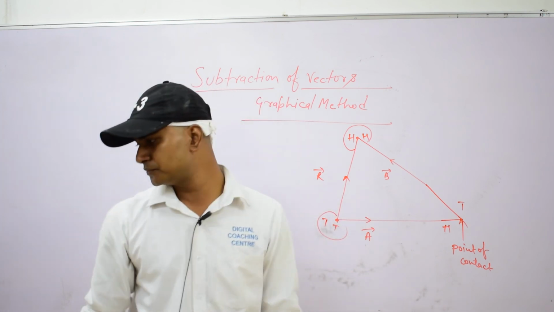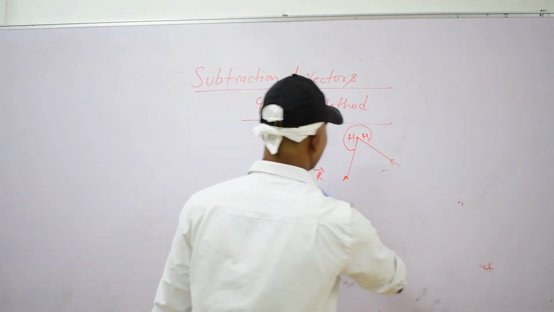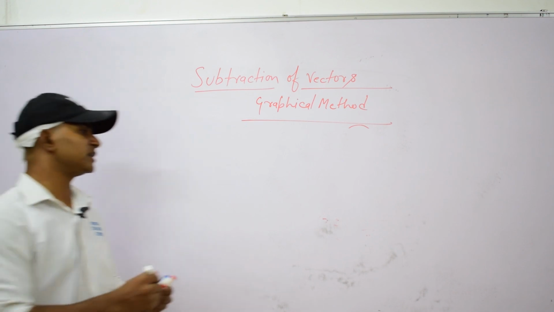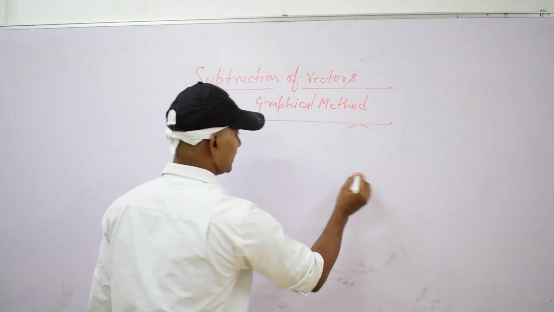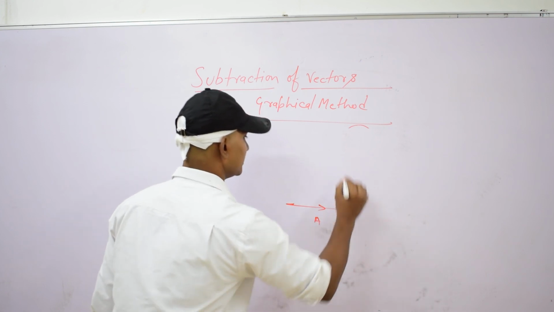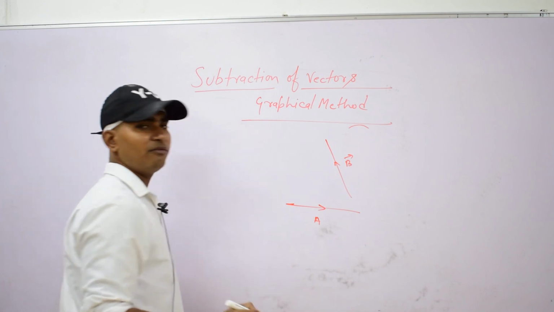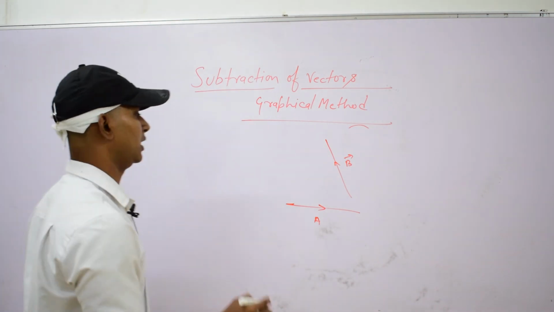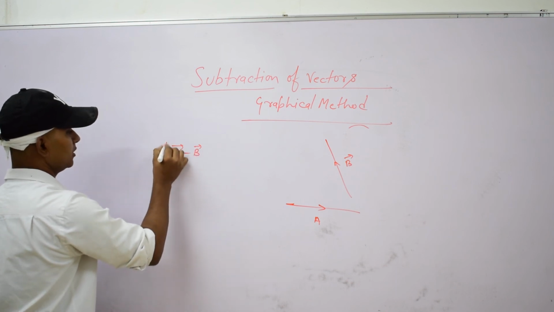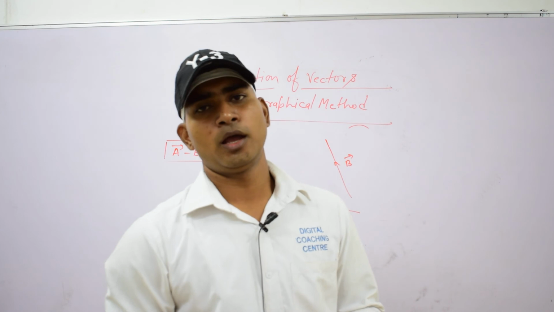Now let's suppose the same vectors are there for this particular case. This is our A vector and this was our B vector. But we have to perform subtraction. Let's suppose I need to form A minus B. So just see here how we can write A minus B.